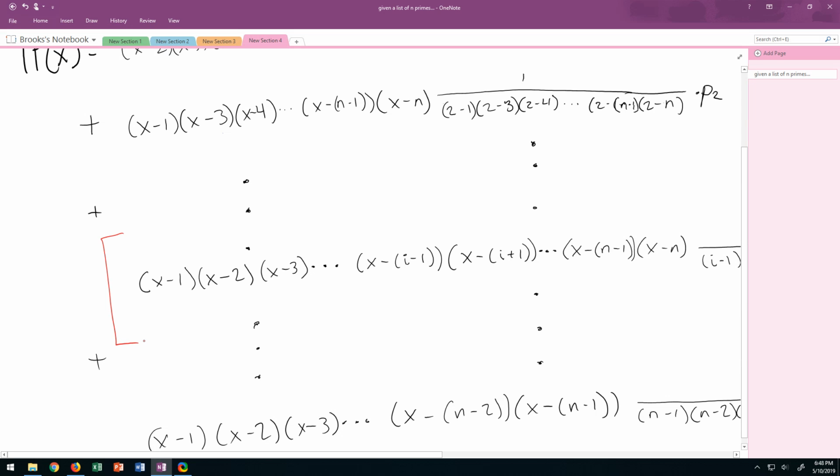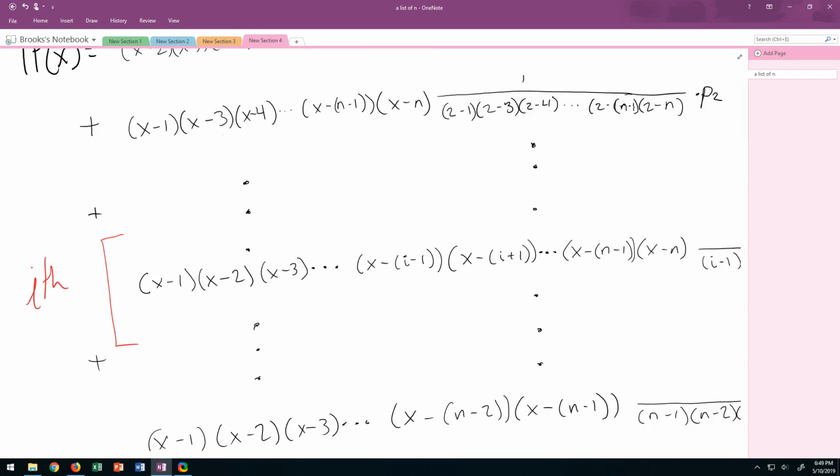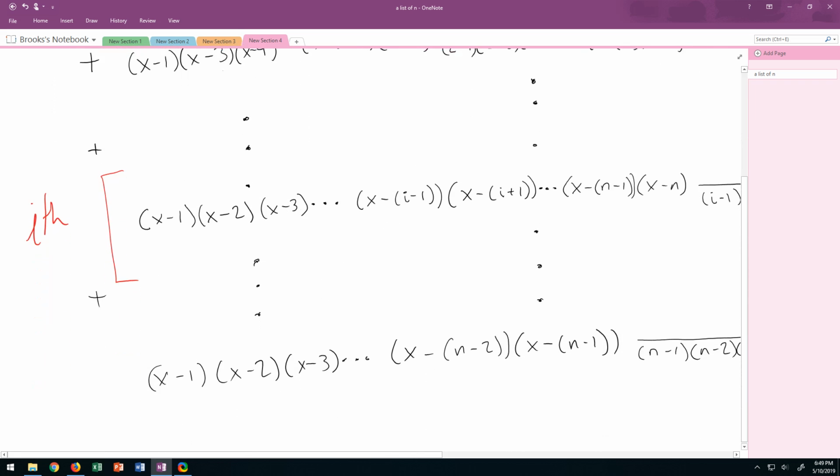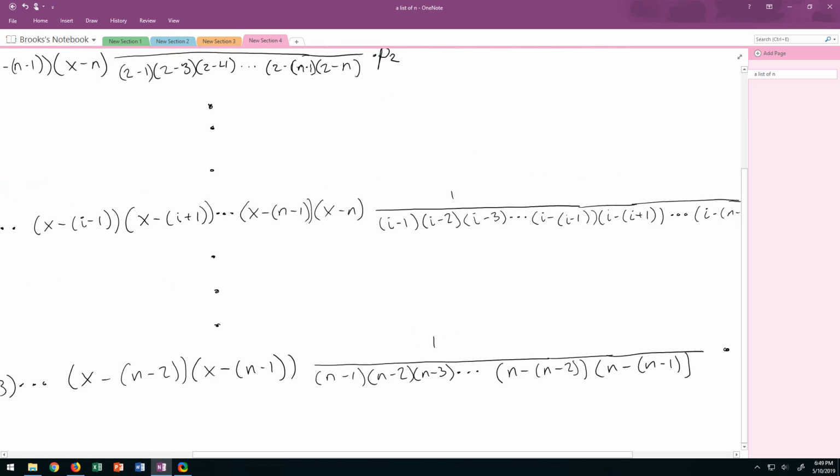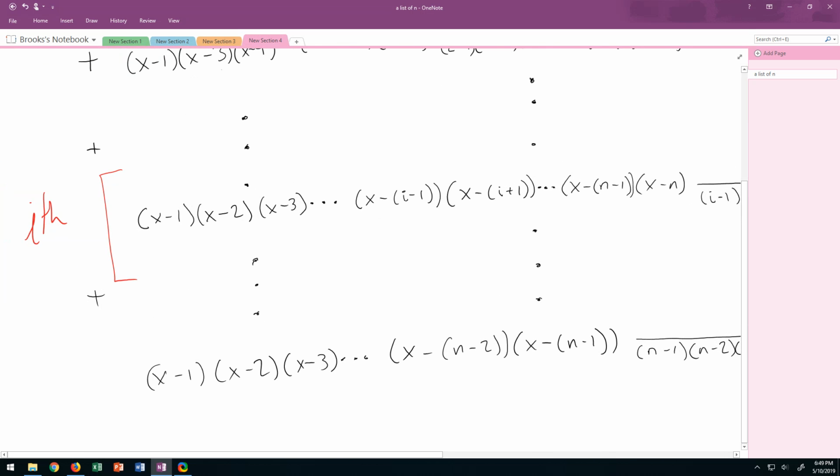So here's the generic ith summed polynomial. I don't know if I have another good name for this. They're like addends. How about a polynomial addend? That sounds pretty good. Or summand. Yeah, let's go with that. Polynomial summand. So for the ith, this is kind of cheating.